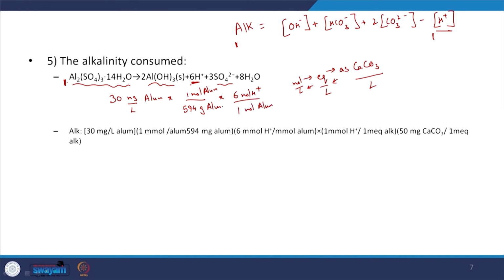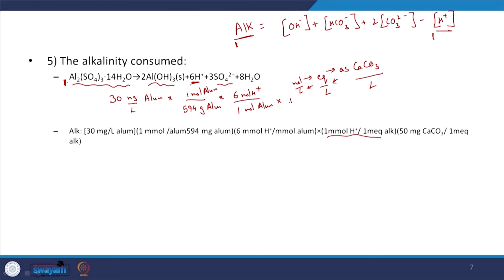Because here I can see now that moles of alum cancel out, mass of alum cancels out, and I am left with moles of H plus per liter, right. So, that is why I like to write this moles of alum or moles of H plus, or specify that clearly. But I want it in equivalents per liter of alkalinity, and I know from what I see that it is 1 equivalent. So, that is what I have here.